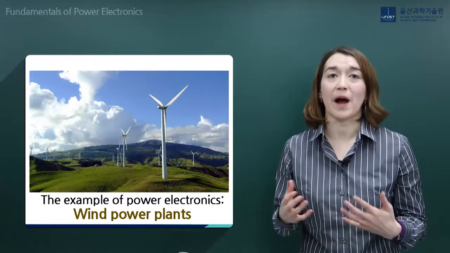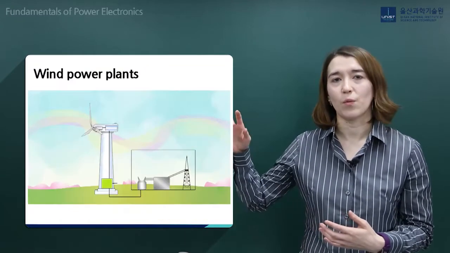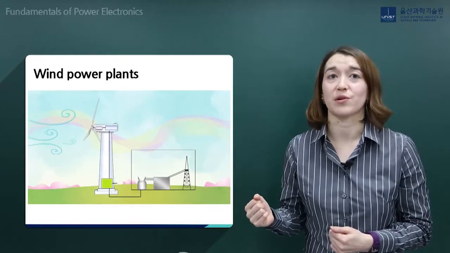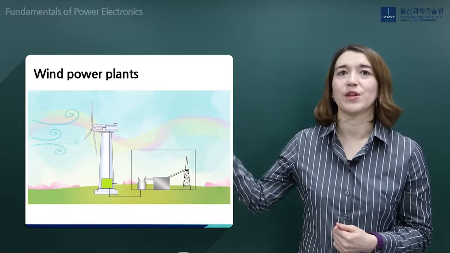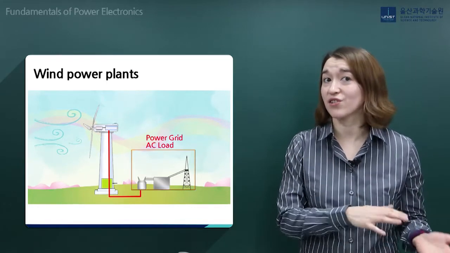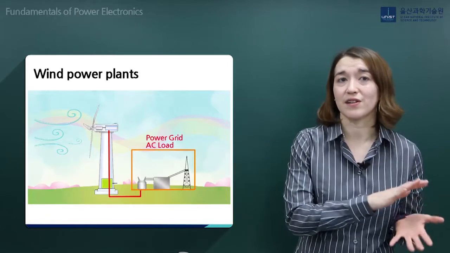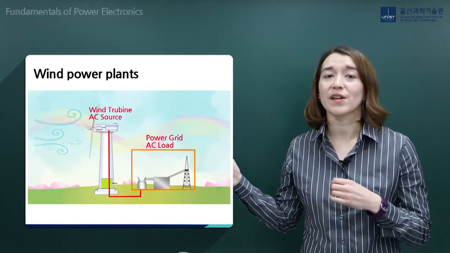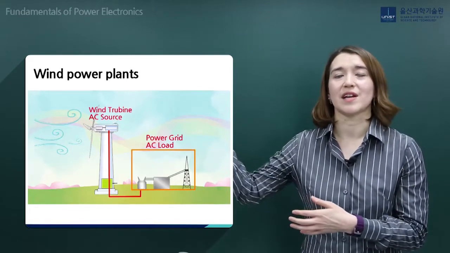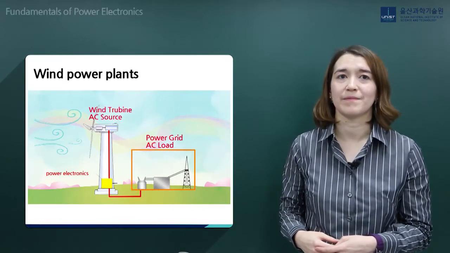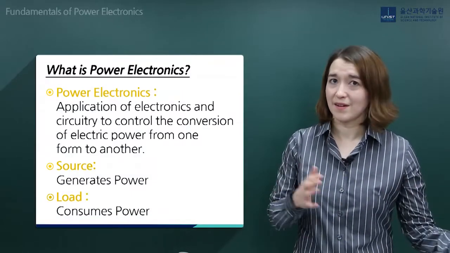The last example is a wind turbine. So this is a larger power example. Here we're taking wind power and changing that power through a motor into electrical power. As the motors spin, we generate power. We want to send that power to the power grid, the electric grid. So our electric grid is our load and our source is the turbine. The power electronics is located within the turbine to connect and allow power to flow from the wind turbine to the AC power grid.